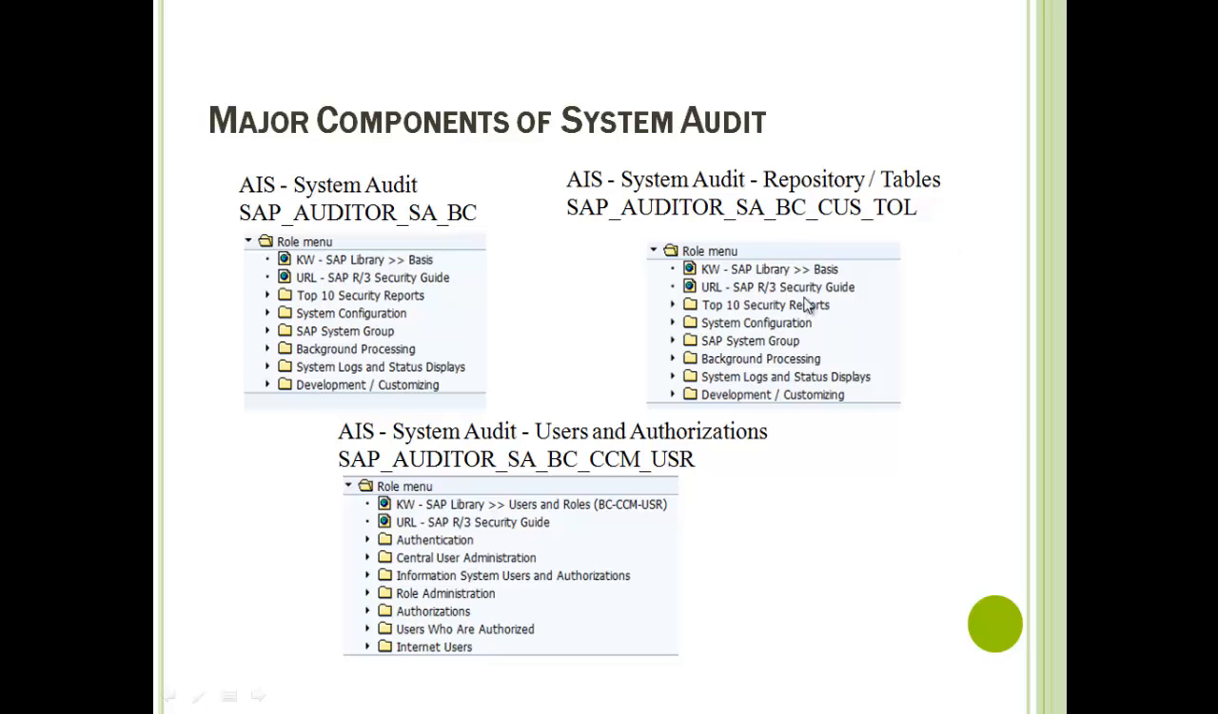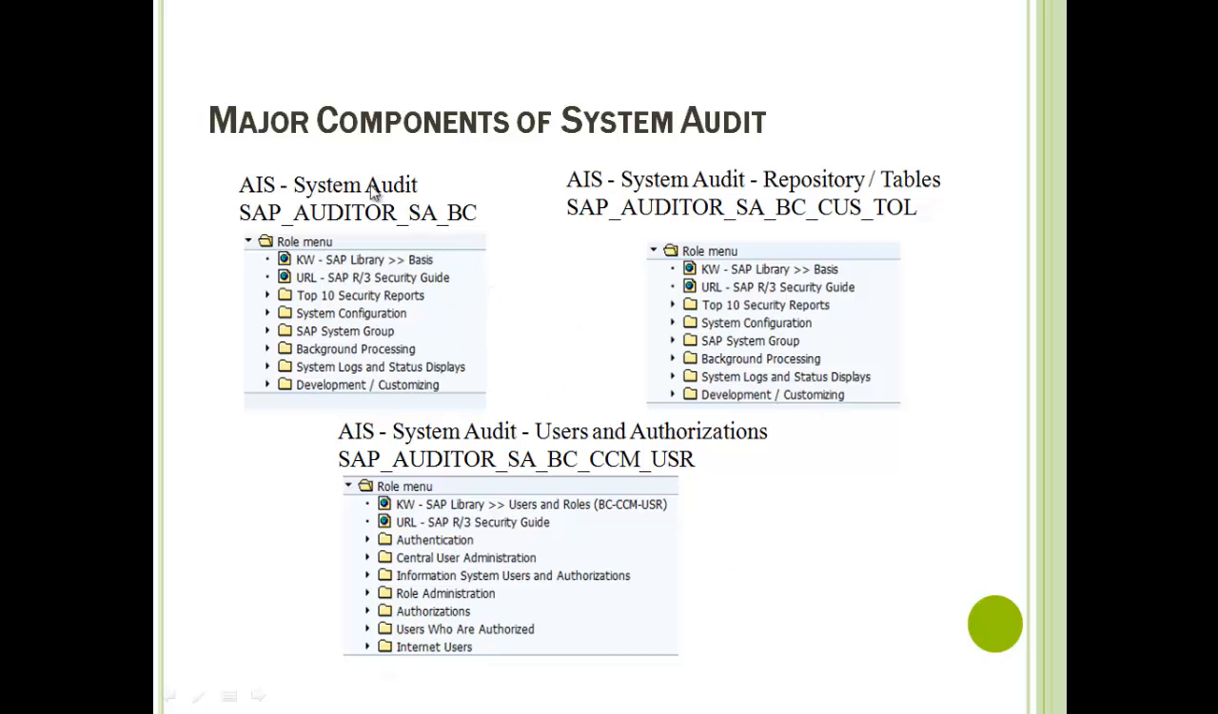And the next one is repository and tables. This section is mainly targeted to discover who has direct table access in the productive system, and it also provides information like table logging, especially related to sensitive financial data. This section also provides information on change documents and their uses in our SAP systems. Basically, it provides the change documents.